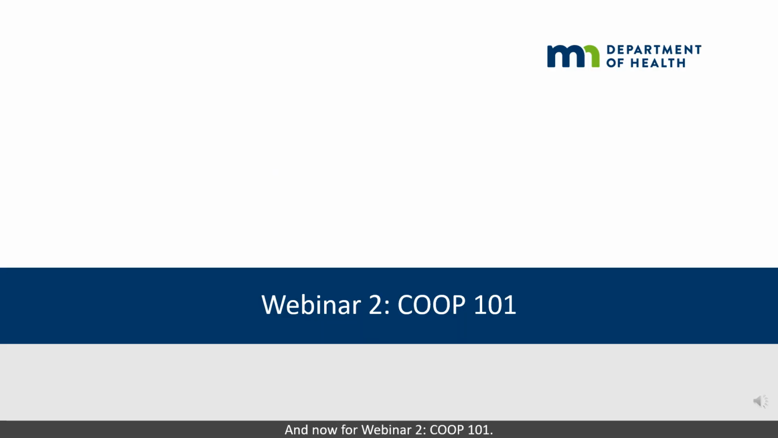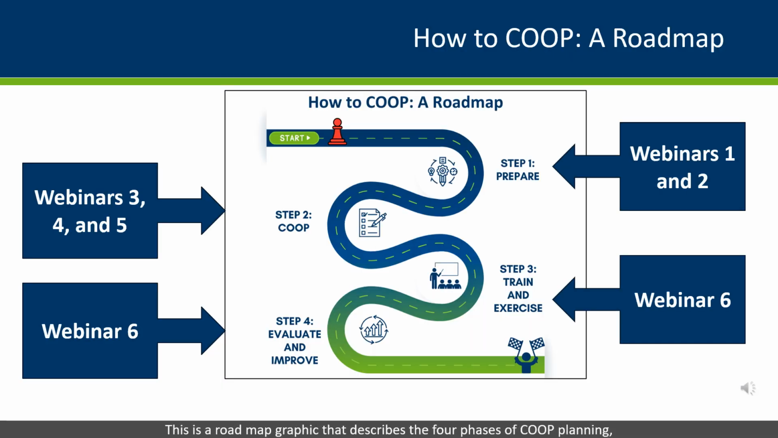And now for webinar 2, COOP 101. In this webinar, we will focus on COOP fundamentals and the regulatory environment. This is a roadmap graphic that describes the 4 phases of COOP planning, and each phase corresponds to a bend in the road. There is a red chess piece that will move with us as we progress through this roadmap and progress through the webinars.